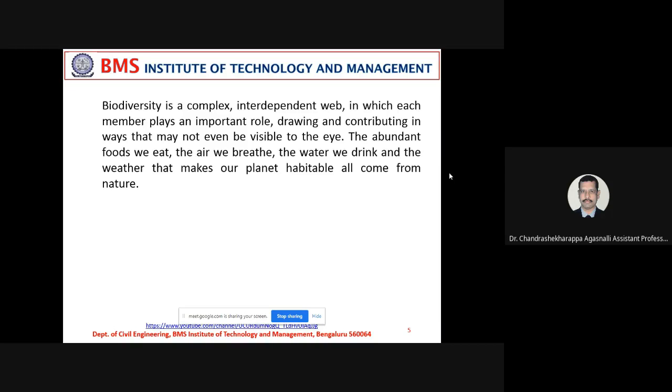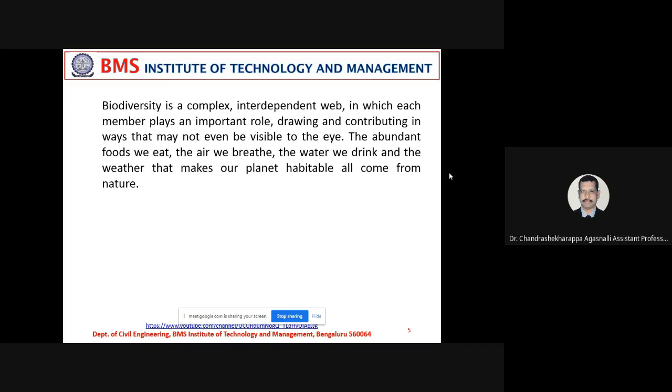Say, for example, the forest, the river, the ocean, or any desert, each contributes to the ecosystem. That's why we call it biodiversity, and that's why we call it an ecosystem. Here biodiversity is a complex, interdependent web in which each member, even humans, plays an important role and contributes in ways that may not be visible.